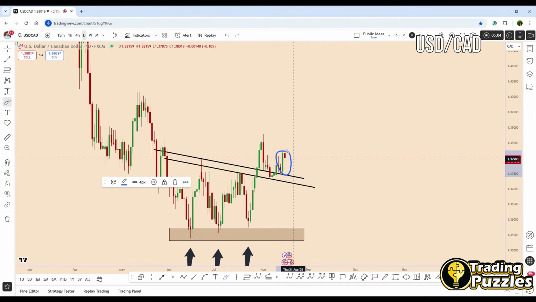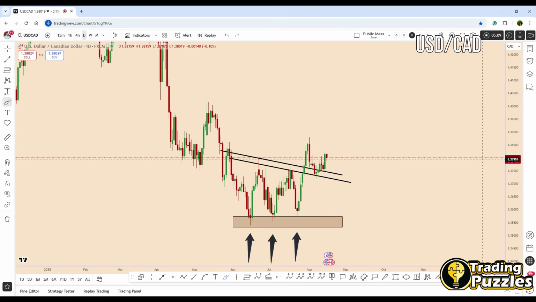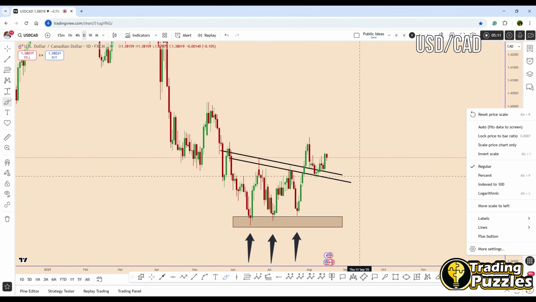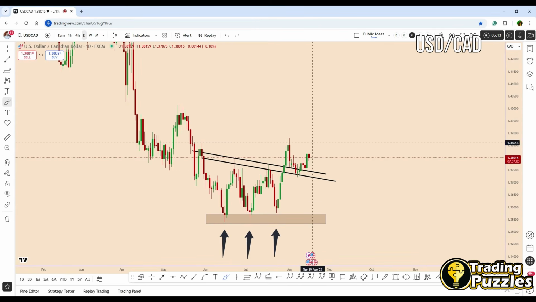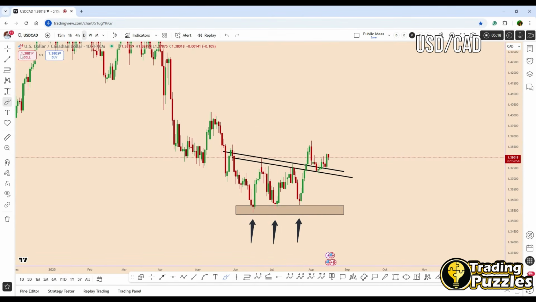However, we have to be careful because we are in the summer season. The overall volume is too low. That is why we don't have clear movements yet, despite the pattern showing a possible trend reversal.